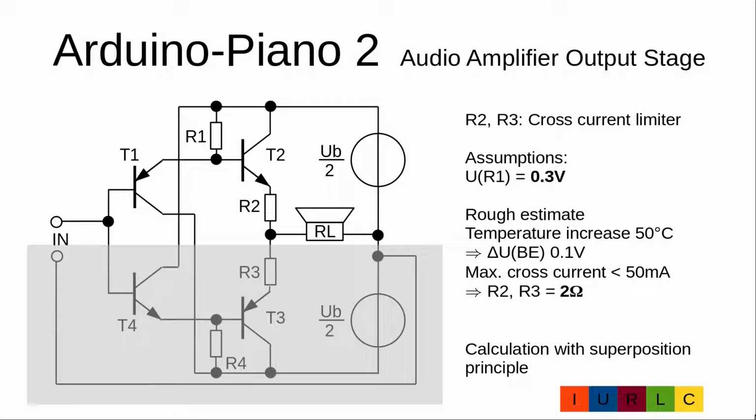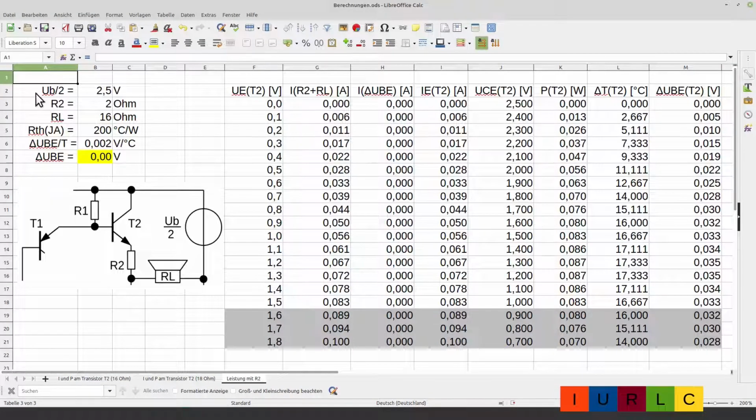There are a lot of calculations, so I will do it with a spreadsheet. Here the important parameters. UB half is 2.5 volt, R2 is 2 ohm, the loudspeaker impedance is 16 ohm, the thermal resistor of the housing is 200 degrees Celsius per watt, the change of the base-emitter voltage with temperature is 2 millivolt per degree Celsius, and here we can set the voltage difference between the base-emitter voltage of T1 and the base-emitter voltage of T2.